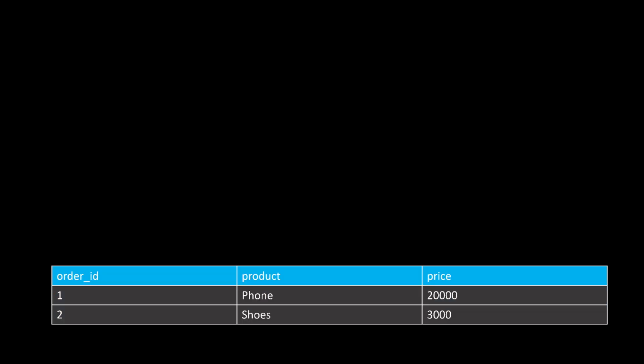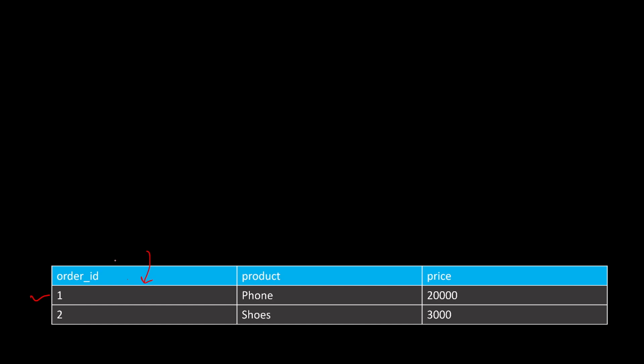Let's look at one more small example. This is the table having information about products, right? It's order ID, product, and price, right? Different data, same structure. So every database is a collection of tables. Data lives inside tables. A table has rows and columns. This is a row, this is a column, right?